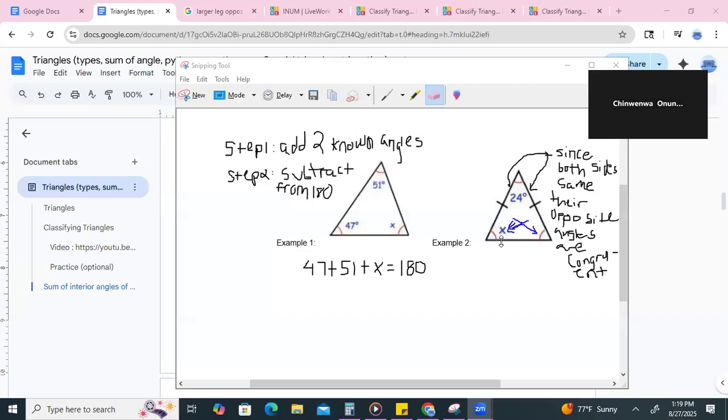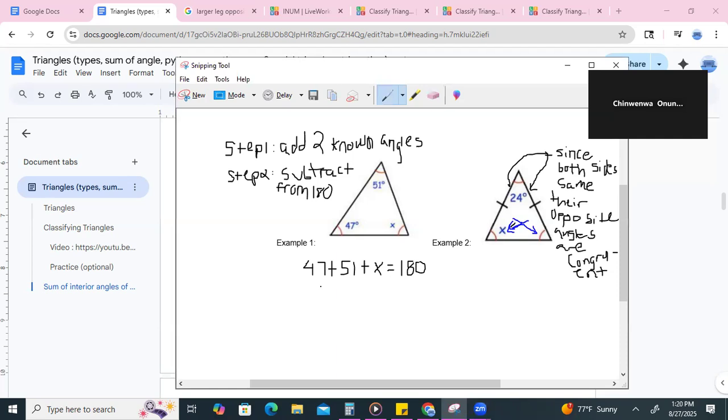Okay, here we're going to do two examples of how to find an unknown angle once you're given two known angles. So we have two angles. All the interior angles of any triangle always equal 180. So the first step is to add your two known angles. Here we have 47 and 51.